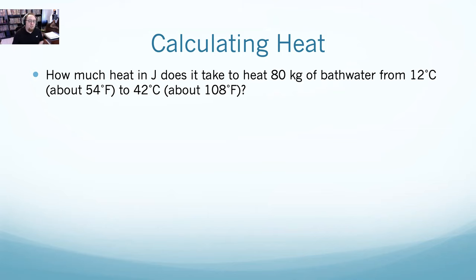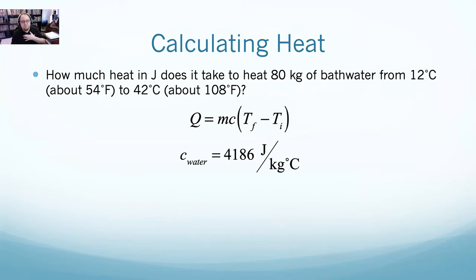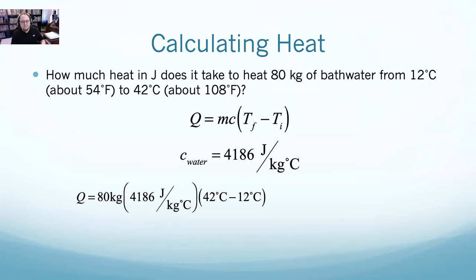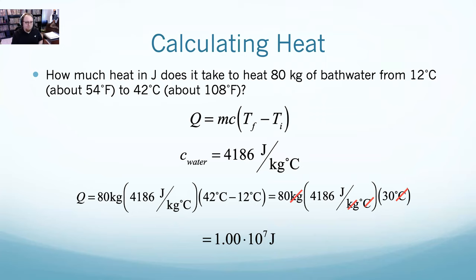If you want to know the heat required to do this, the heat required will be mc(T final minus T initial). You'll need the value of c. Once again, I would give that. And you would just say the heat required is the mass times c times the change in temperature. Well, you'll start by finding the change in temperature. If I'm going from 12 to 42, I'll take 42 minus 12, which is 30. I can have some units cancel out, and I'll multiply through. 80 times 4186 times 30 is about 1 times 10 to the 7th joules. And that is how much heat it would take to heat up this water.